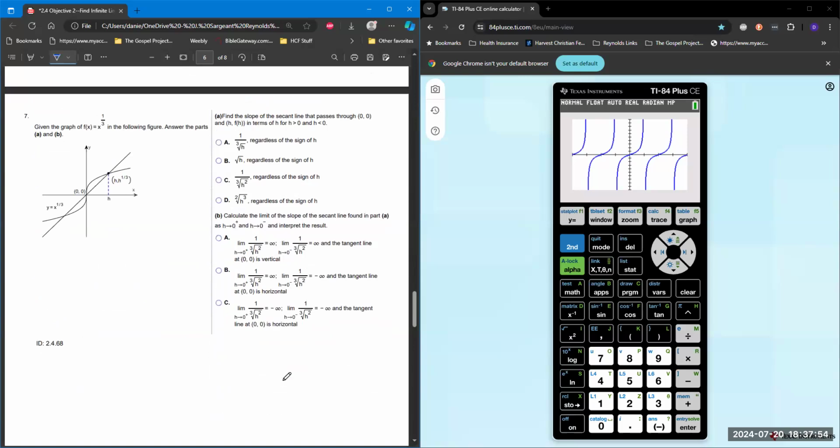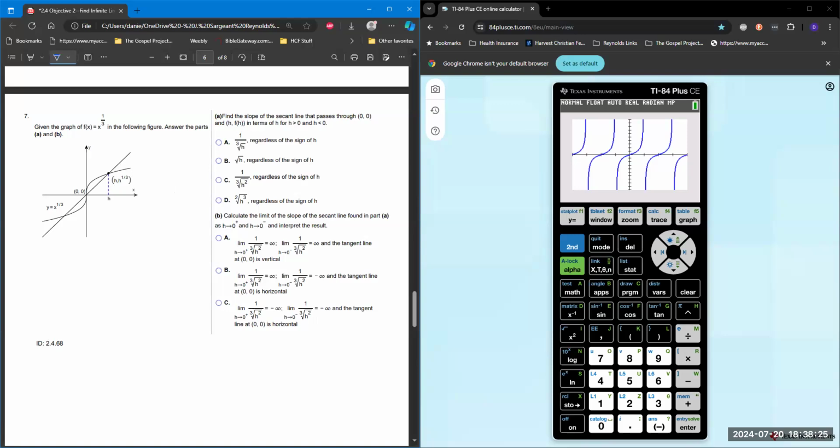Now we've got this graph. Given the graph of f of x equals x to the 1/3 in the following figure, answer parts A and B. Find the slope of the secant line that passes through (0, 0) and (h, f of h), in terms of h, for h greater than 0 and for h less than 0.